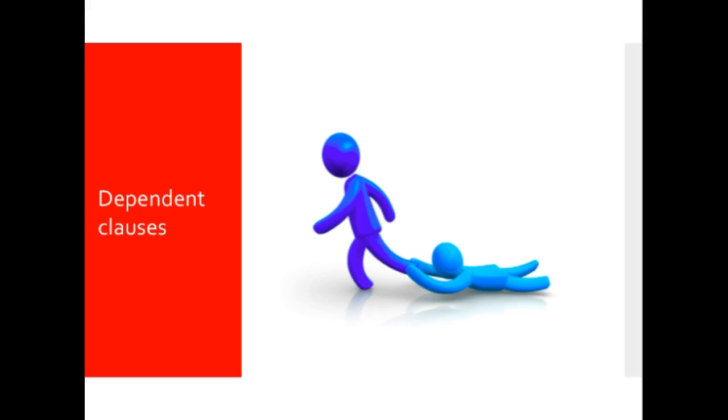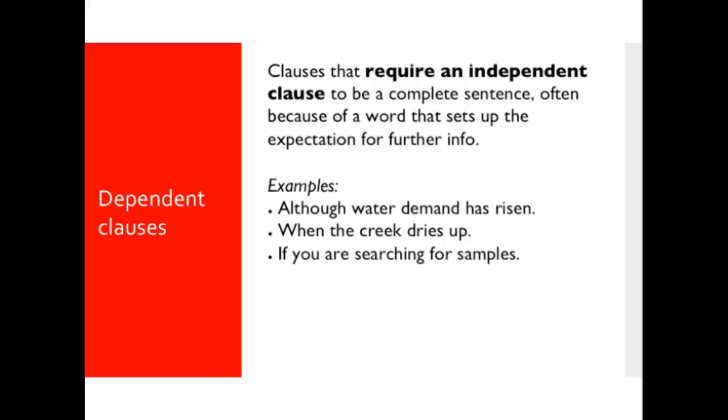This little image here might give you some sense of a dependent clause's necessity to have something else. A dependent clause is not a complete sentence. It requires an independent clause in order to be one. And usually that's because of how it's set up. It usually consists of a first word in the sentence that is a trigger word that generates the expectation for more information or for a follow-up.